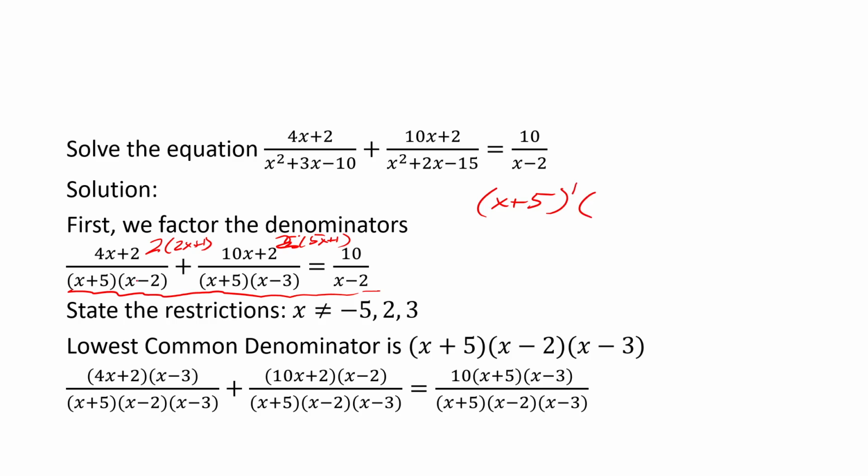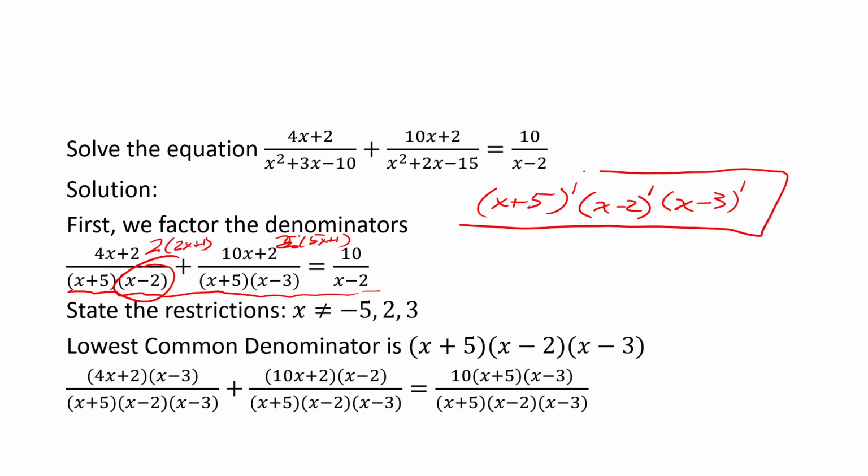Then I look at the x minus 2, and I say to myself, okay, that's in the first denominator one time. It's not in the second denominator. It's in the third denominator one time. So when I make my lowest common denominator, I'll choose the greatest of those, 1 or 0 or 1. The greatest of those is 1. And finally, I look at x minus 3. x minus 3 is not in the first denominator. It is in the second denominator one time. It's not in the third denominator. So 0 or 1 or 0, I take the greatest of those, and that's 1. So this is my lowest common denominator.